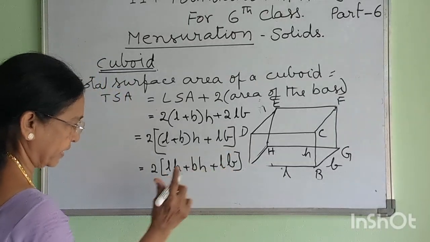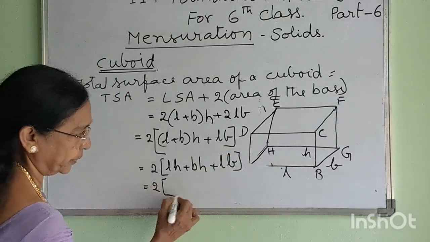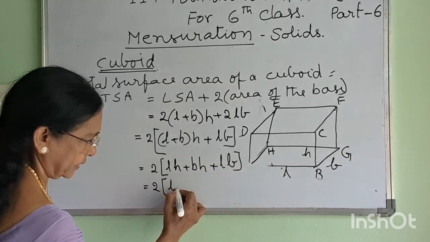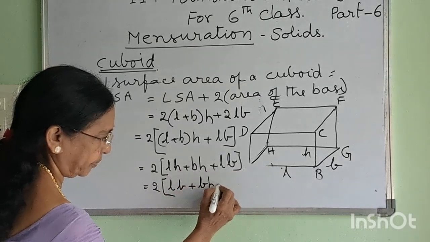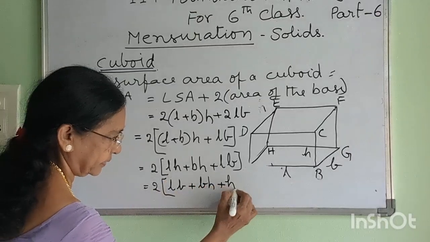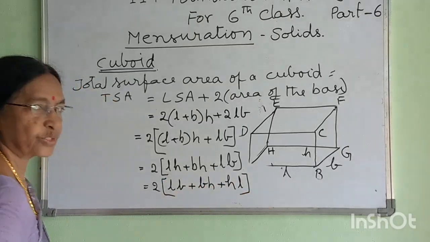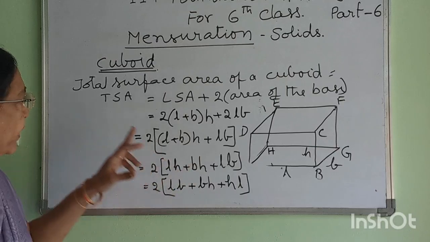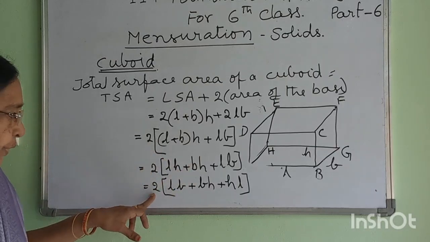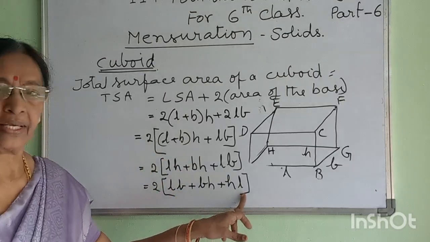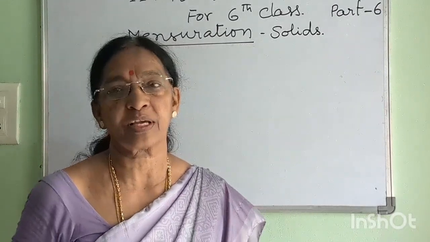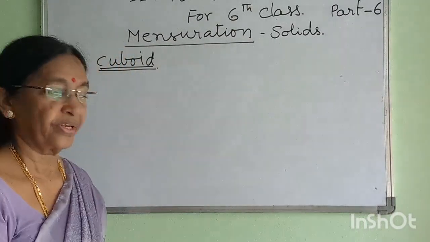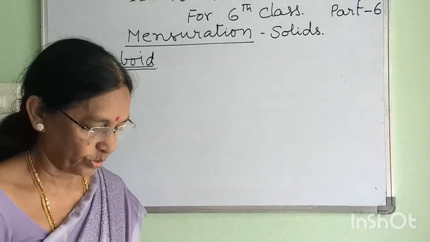If you write this in order, this is 2 into LB plus BH plus HL. So total surface area of a cuboid is equal to 2 into LB plus BH plus HL. A matchbox, a brick, etc. are the examples for the shape of a cuboid. Now we will do some examples.